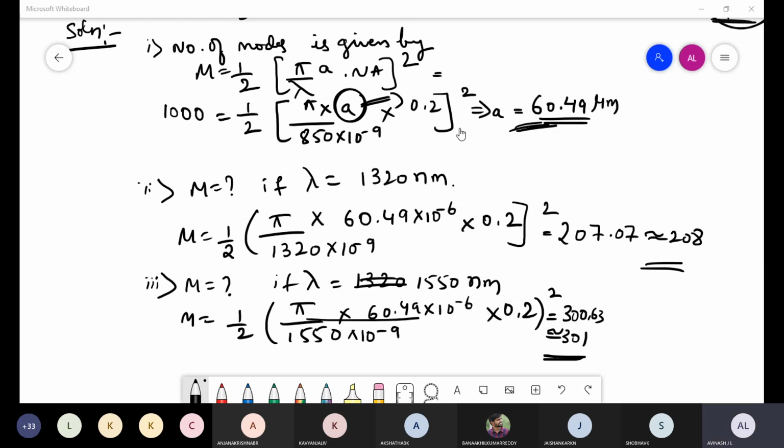So does anyone have any doubt in this particular numerical? Is it clear for all of you?